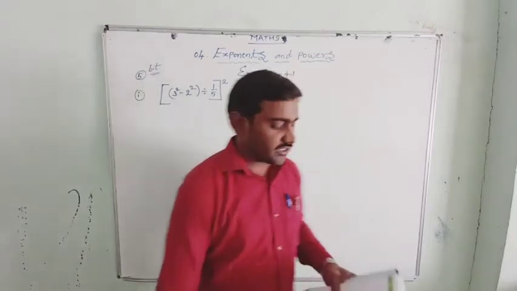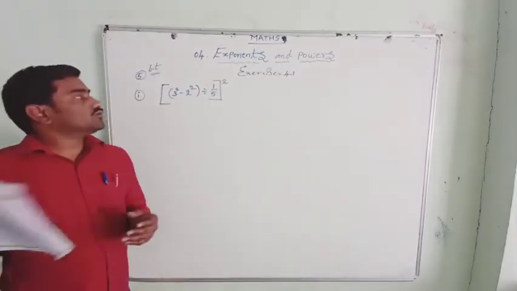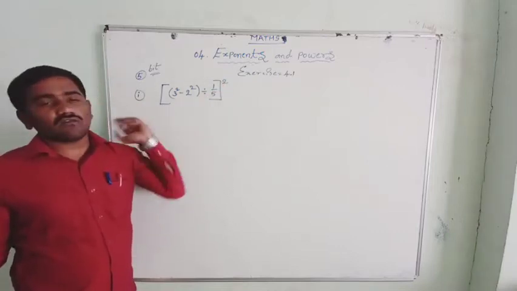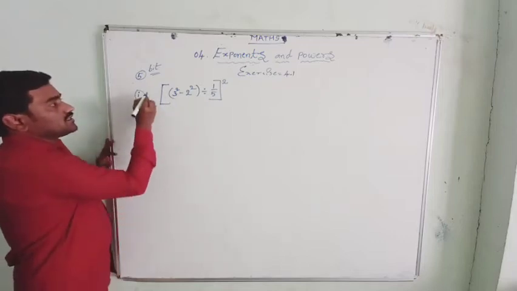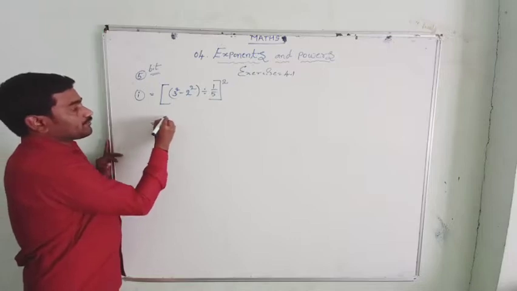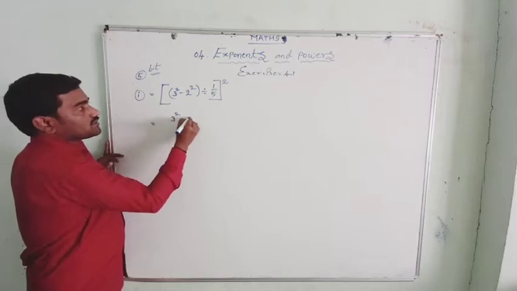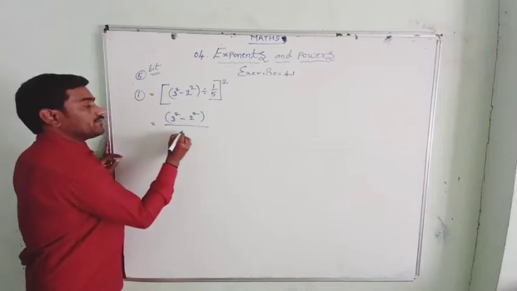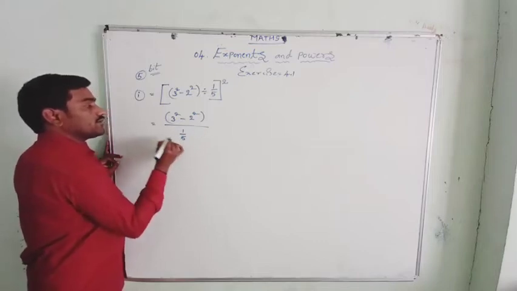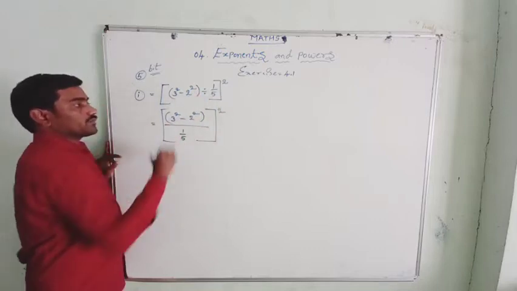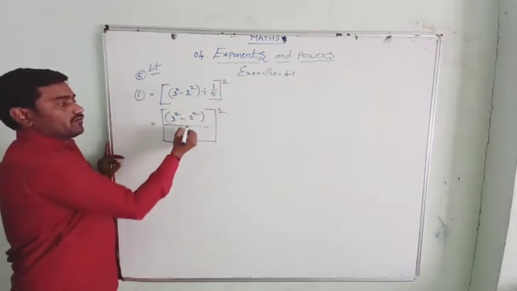So the 5th bit, first question is here, (3 to the power of 2 minus 2 to the power of 2) divided by 1 by 5, all to the power of 2. So we have to simplify this. So first of all, let us simplify the values within the bracket. See that 3 to the power of 2 minus 2 to the power of 2, this is divided by 1 by 5, then all to the power of 2.